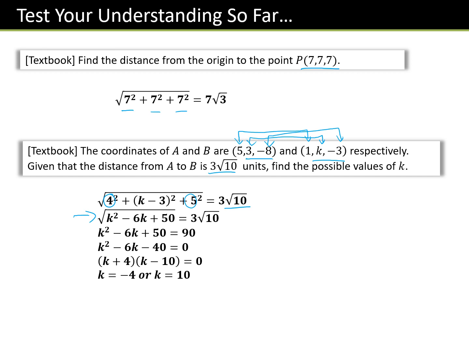So now you just got to square out this bracket, so you're going to get k squared minus 6k. Sort out the numbers with the 16 and the 25. It's going to give you 50 with that 9 that you're going to get there.